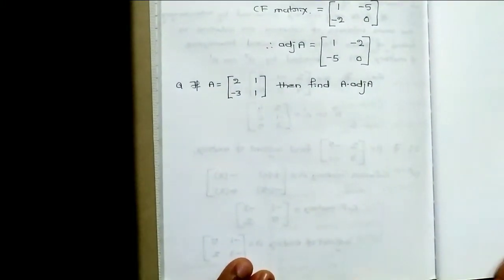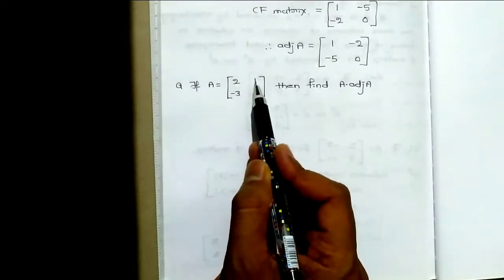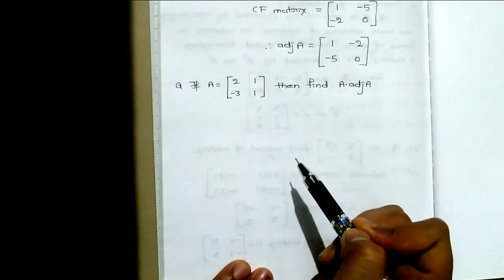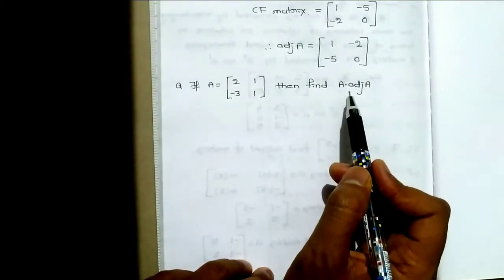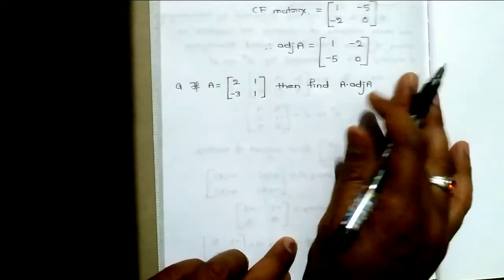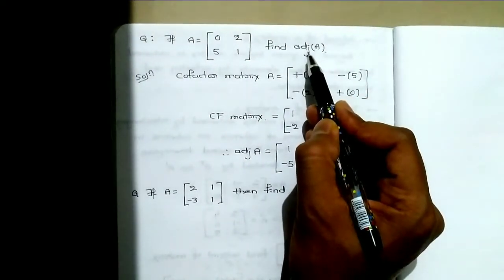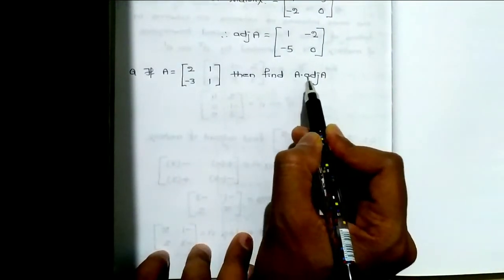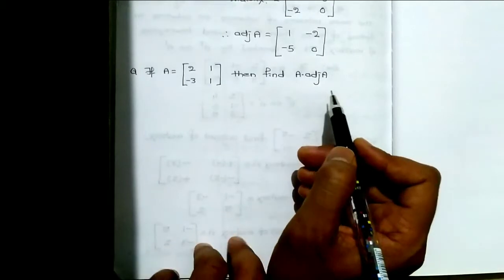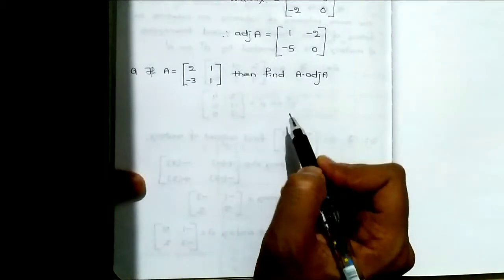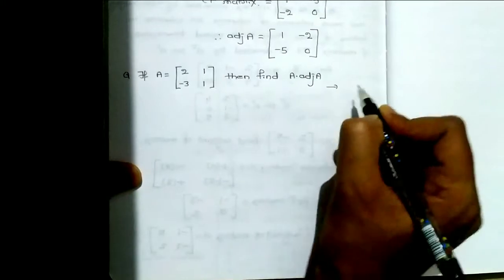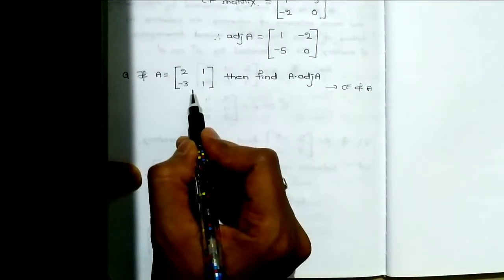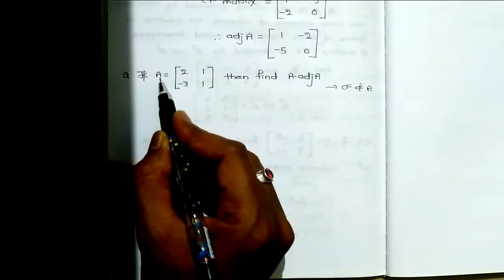So next example, if A is equals to 2, 1 first row, minus 3, 1 second row, then find A into adjoint of A. So this is the next type of example. In the previous example, you only needed to find adjoint of A. But in this type of example, you need to find A into adjoint of A. So in such type of example, first step, you need to find out the cofactor matrix of this A.